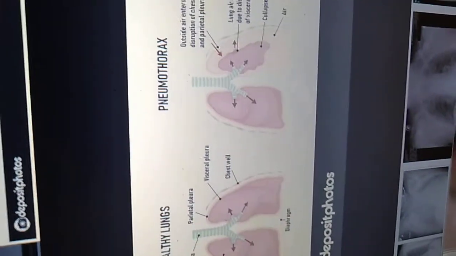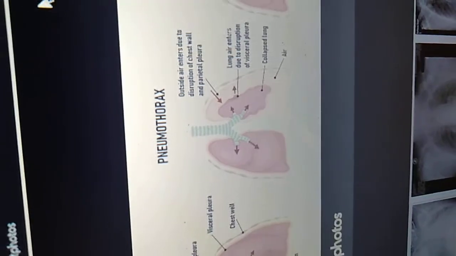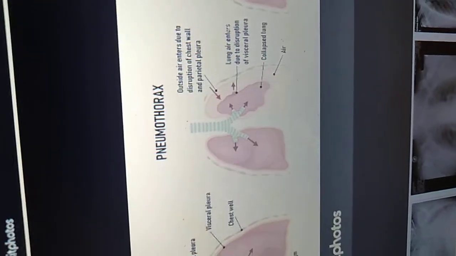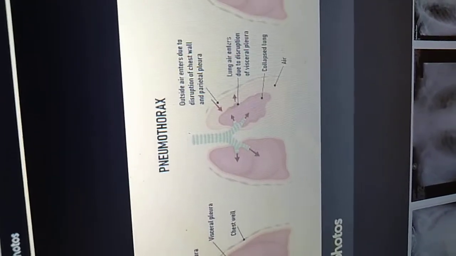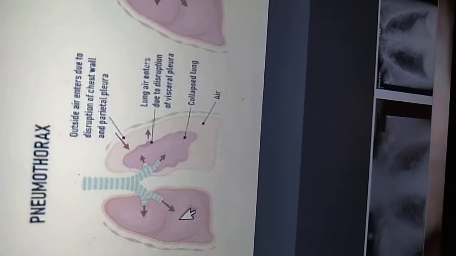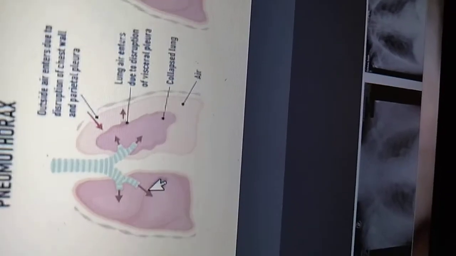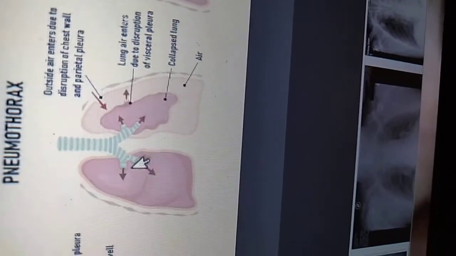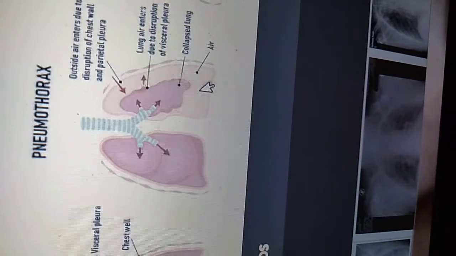What is a collapsed lung? It is the collapse of the lung. You can see this is the lung collapse, and you can see the normal lungs. The lung is collapsed, and this condition with air present is called pneumothorax.